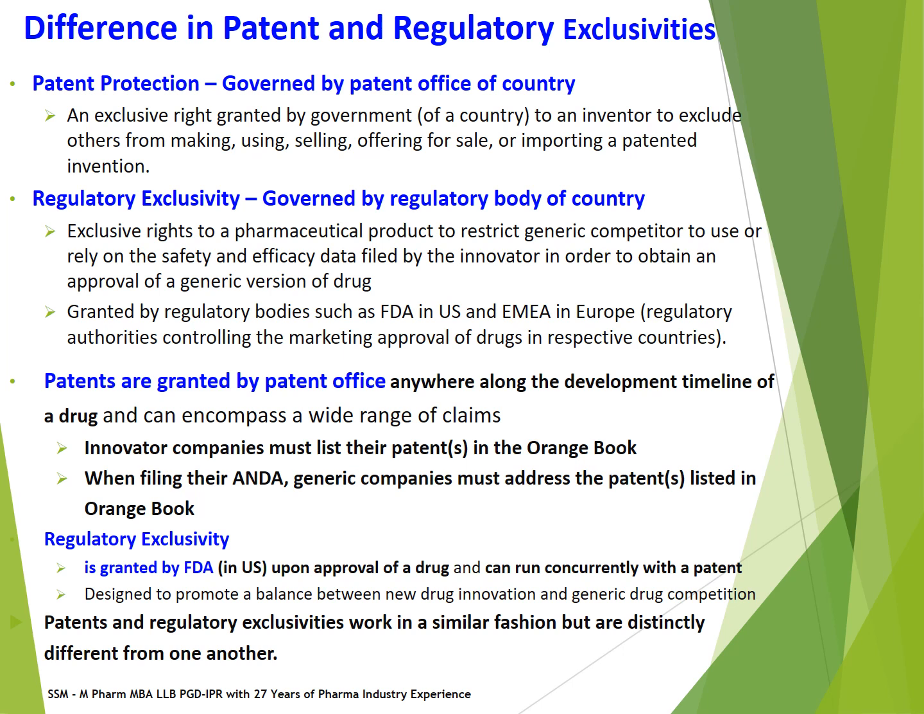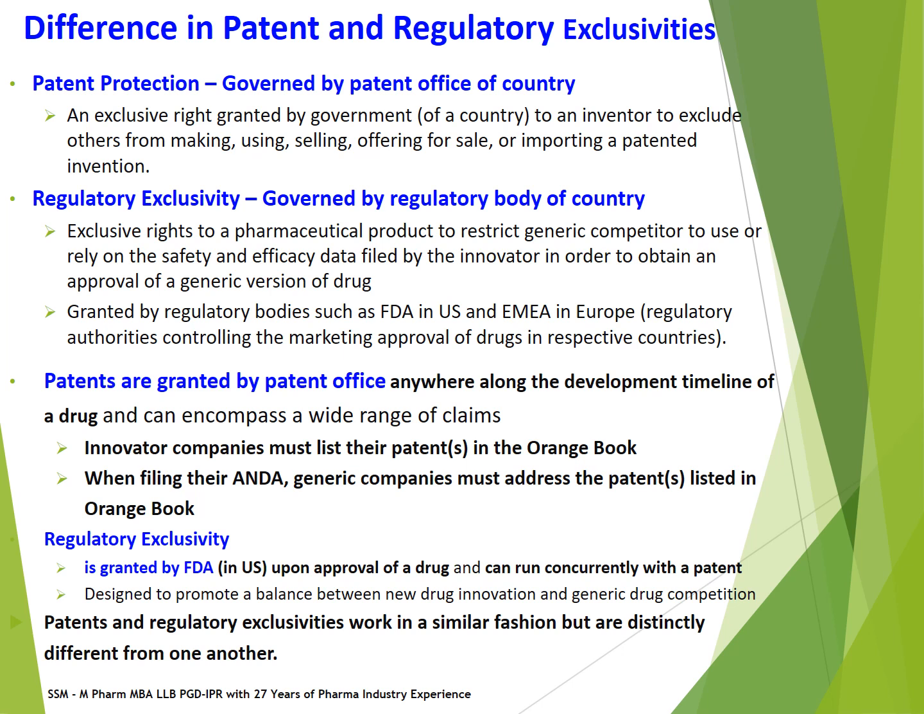And when a generic company is filing a generic application, or ANDA, abbreviated new drug application, then the generic company must address all the patents listed in the Orange Book. So whenever a generic application is filed, the FDA will look in the Orange Book for the patents listed related to that innovator product. So a generic product cannot be approved by the FDA before expiry of all the patents listed in the Orange Book, or maybe if the generic company is challenging those patents.